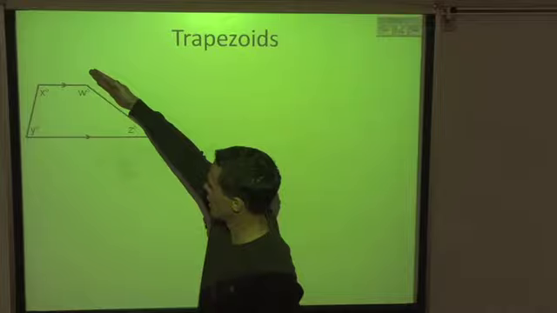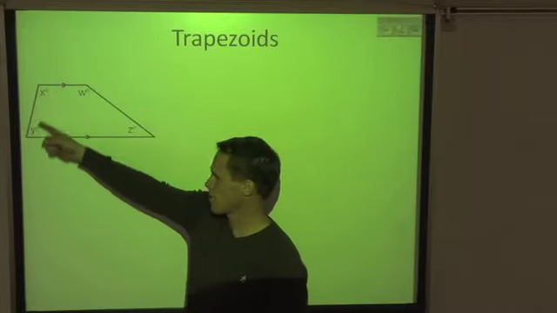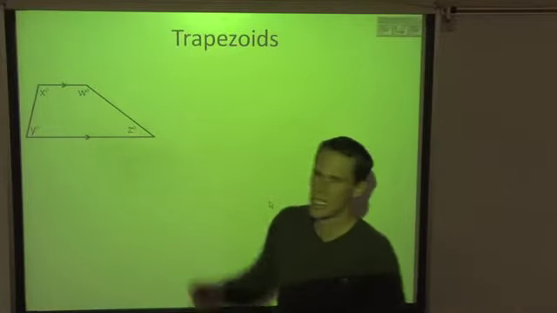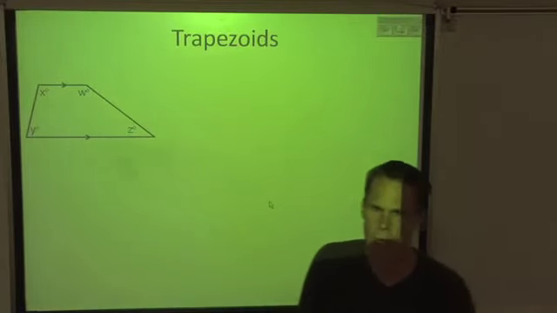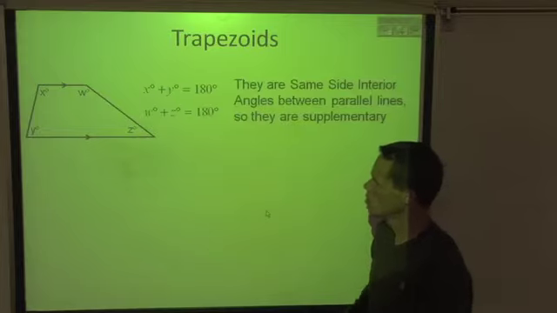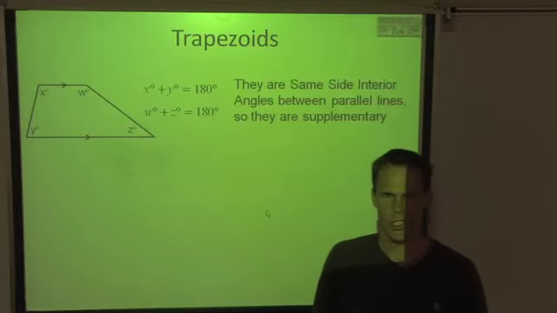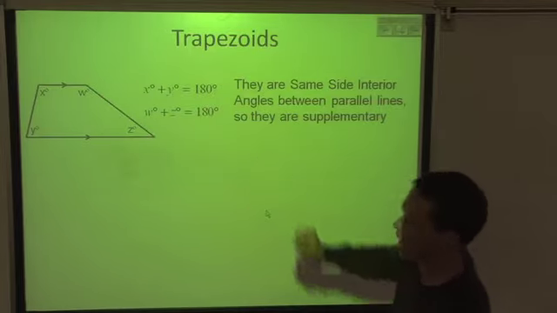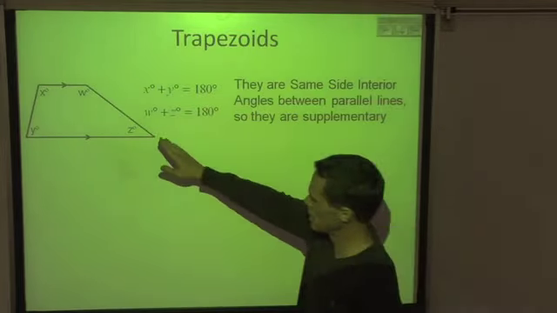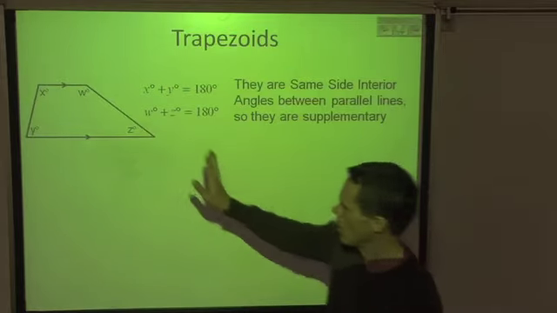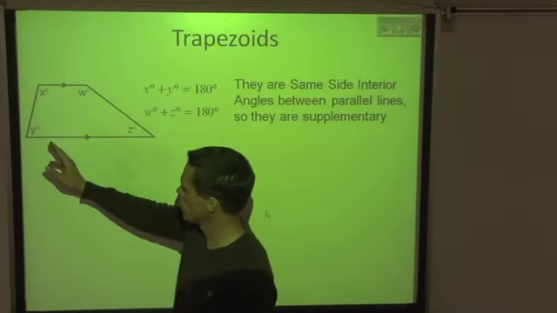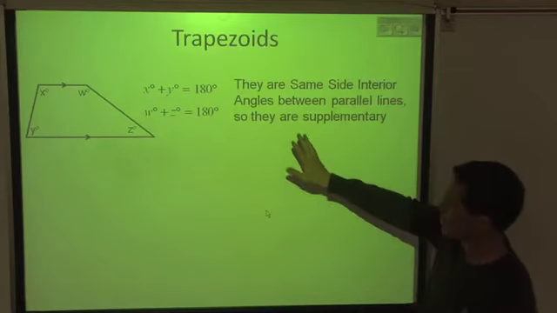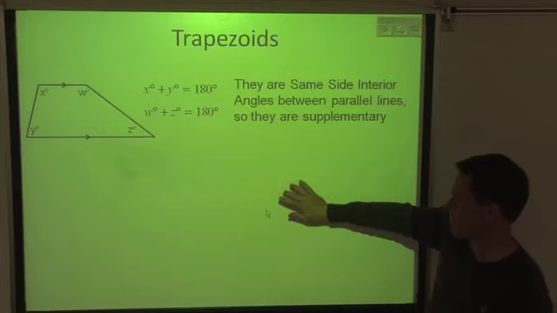These lines are transversals, causing X and Y to be same side interior angles, W and Z to be same side interior angles. So this is important to us because we remember that same side interior angles are supplementary when the lines are parallel. X and Y add up to 180, W and Z add up to 180. We don't know anything about X and W or Y and Z. Instead, we have two pairs of same side interior angles that are supplementary.